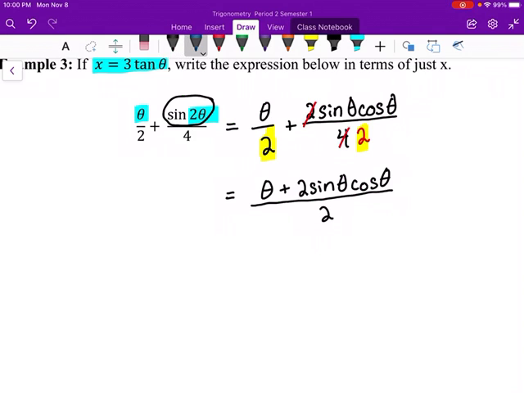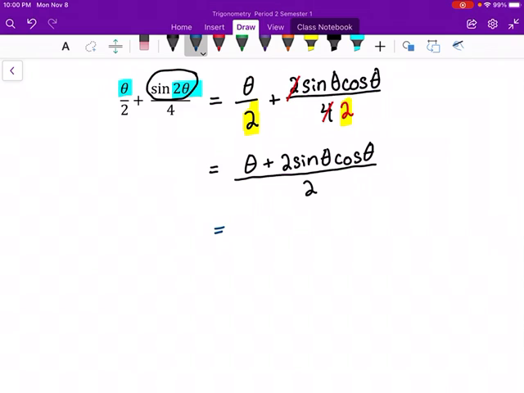We could also write this so we don't have a fraction in there, so we could just write this as 1/2 times theta times 2, or theta plus 2 sine theta cosine theta. Sorry about that.